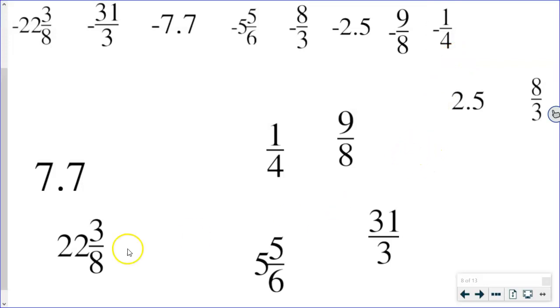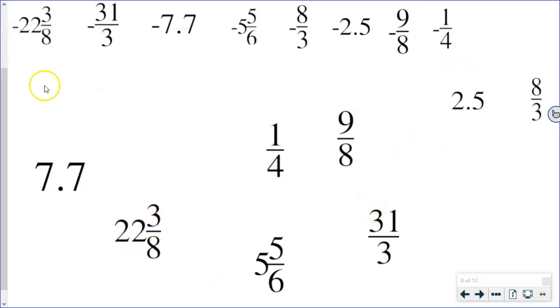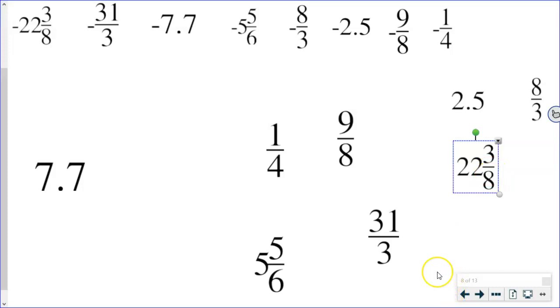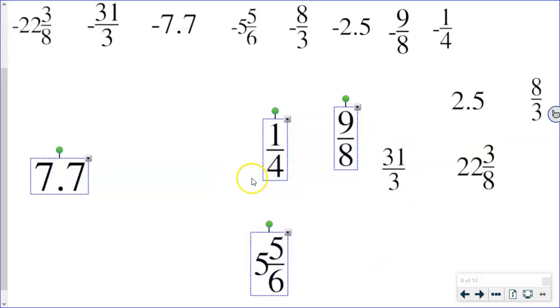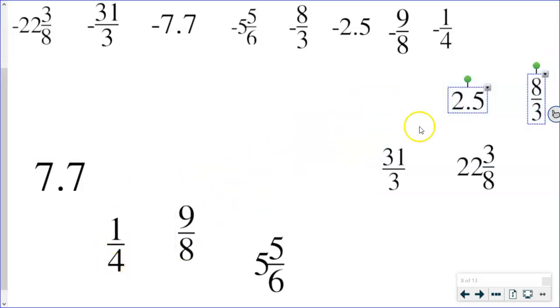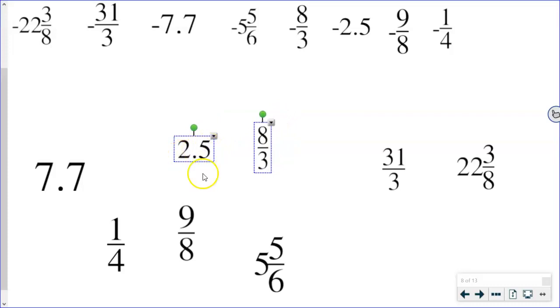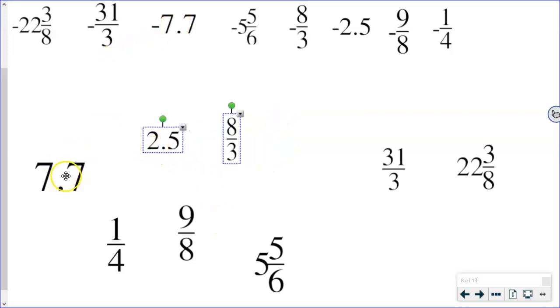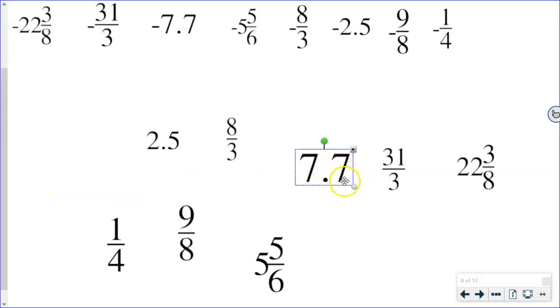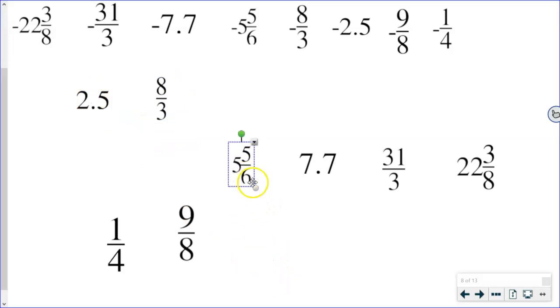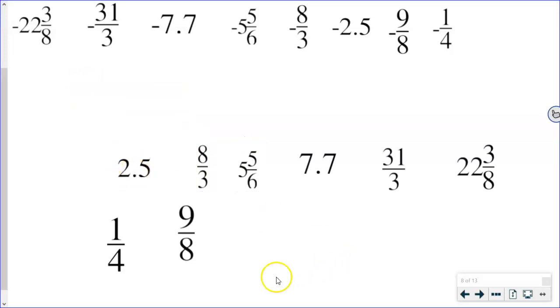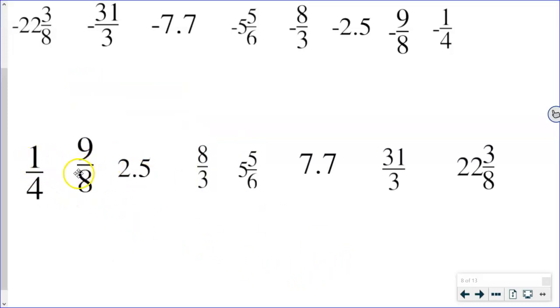And I don't know if you noticed, we have positive versions of each of these. Which means the most negative, when I'm looking at positives, is going to be the most positive, or the greatest. And the next most negative is going to be the next most positive. So I'm just trying to sort some of those out over here. We already said that 8/3 is going to be bigger than 2.5, but we've got a few more in between. Negative 7.7, so positive 7.7. Negative 5 5/6, and then 5 5/6. Then we can slide those ones in, this one, and this one.